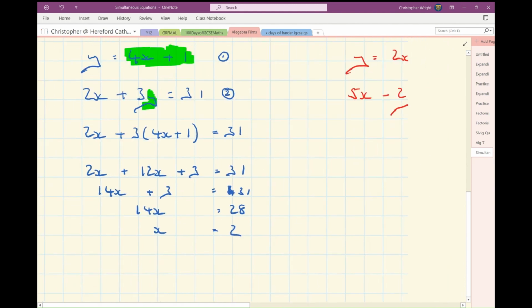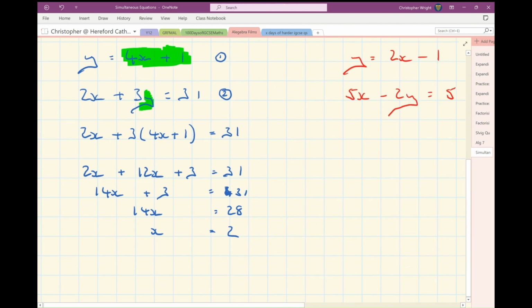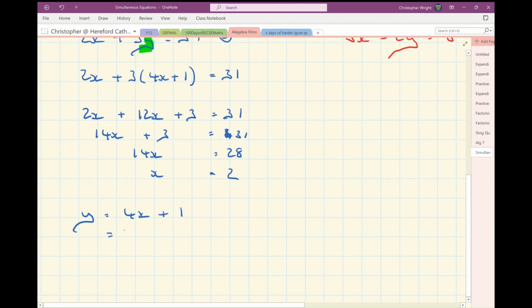Now how do I find y? Well, look at equation 1. Equation 1 tells me that y is 4x plus 1. And I've decided that x is 2. So y must be 4 times 2 plus 1. So y must be 8 plus 1, which is 9. So I reckon x is 2 and y is 9.